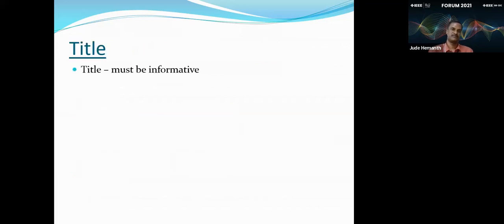First one is title. Title must be informative. What do you mean by that? I will give you an example. 2 persons are walking in a desert. One person is walking and saying that maybe daytime, the climate is 50 degrees Celsius. Person B says the climate is hot. Who is better? Both are correct, but the person who is giving the 50 degrees Celsius answer is much better. Why? You are able to grasp much more information.